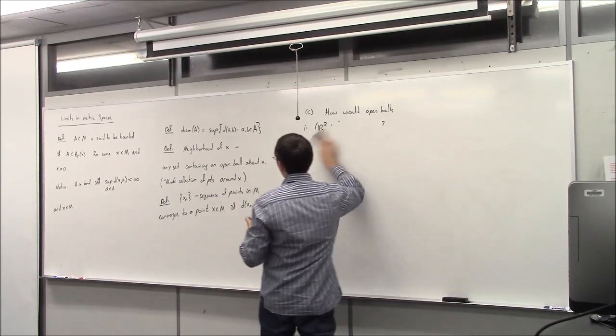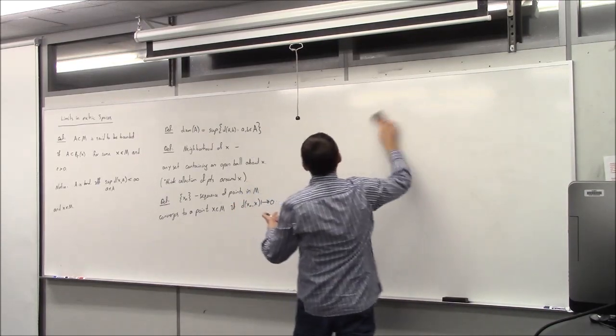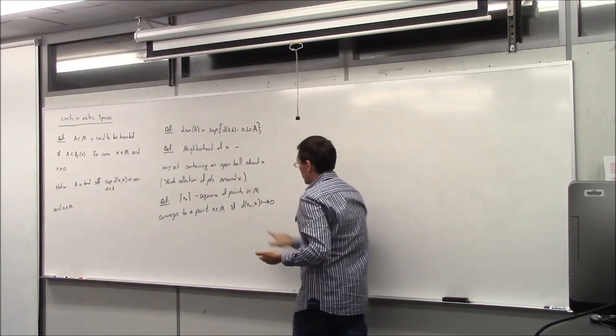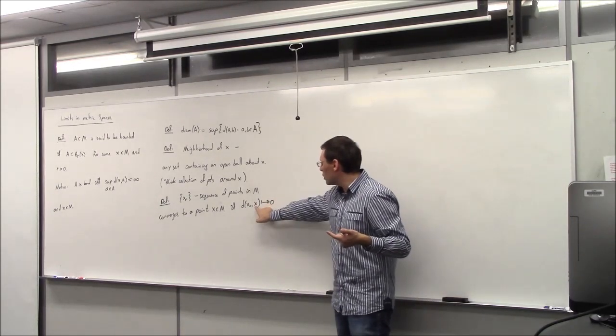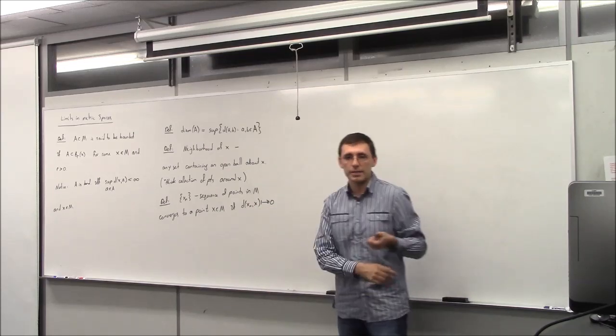And that means that as you delete initial elements in the sequence, as you delete x1, x2, x3, eventually all of them are really, really close to x.